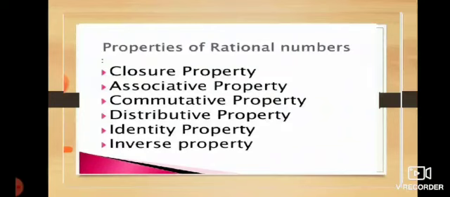Last one is the inverse property. In the inverse property, a positive number is inversed into a negative value and a negative value is inversed into a positive value. For example, if you have the rational number plus 1 by 2, then the inverse of this rational number is minus 1 by 2. Similarly, if you have a rational number minus 1 by minus 6, then the inverse of this will be plus 1 by plus 6.